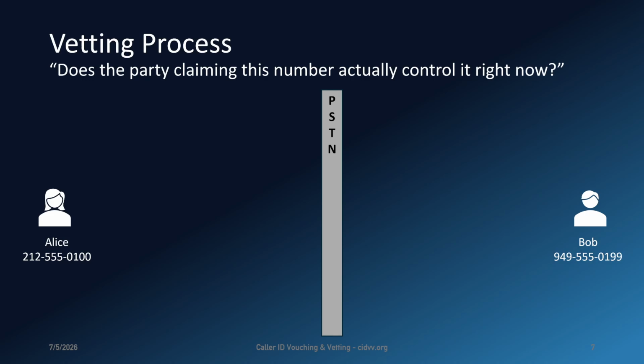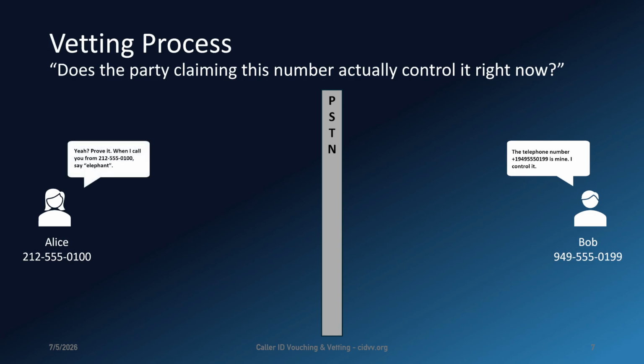Okay. So, how in the world does Bob trust? Sorry, Bob is going to tell Alice, hey, I own a phone number. And Alice wants to trust that Bob really owns that number. So, how would two human beings do it? Well, Alice might say, okay, well, prove it. Let's prove you own this number. I'm going to hang up the phone. And when I call you back, I want you to say the word elephant.